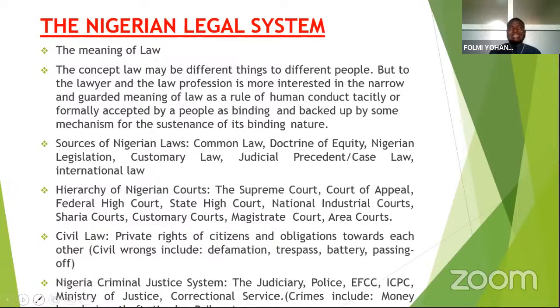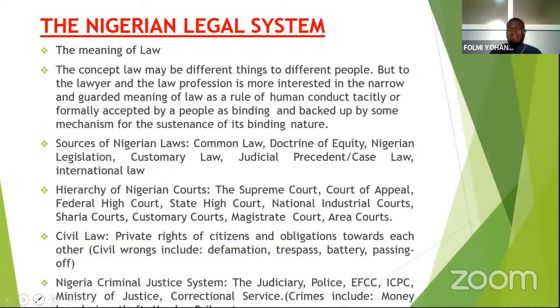We have the Supreme Court, as I said earlier, as the apex court of the land. Whatever is decided by the Supreme Court becomes the law. We have the Court of Appeal, which is next to the Supreme Court. The Court of Appeal has jurisdiction to entertain appeals on all matters coming from courts of superior jurisdiction, like the Federal High Court, State High Court, National Industrial Court. Even matters coming from the Sharia Court of Appeal and the Customary Court of Appeal can be appealed to the Court of Appeal.